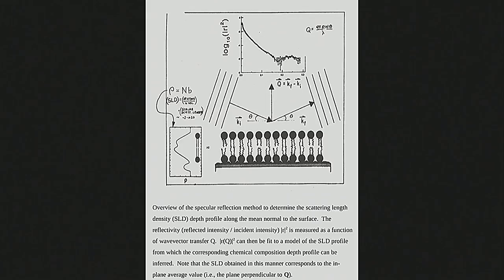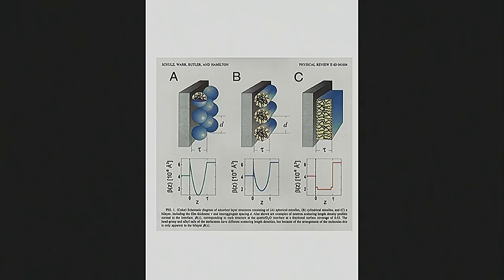So if you look at this picture here, suppose you had spheres sitting on the surface, or cylinders, or lamellar structures. Then the depth profiles along the normals to the surface would look like this for this case, and this for that, and so on. So I think you get the picture, okay? That's what you're getting out. And you're getting that information out to nanometer resolution, or fractions of nanometer resolution.